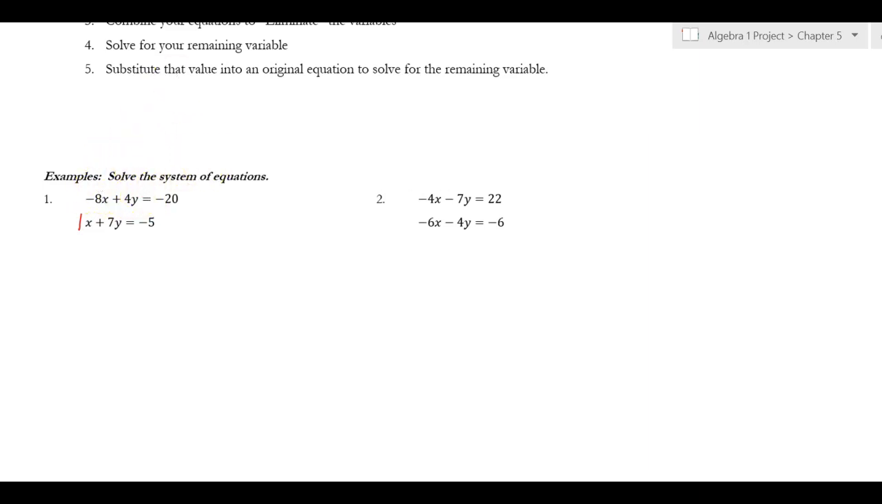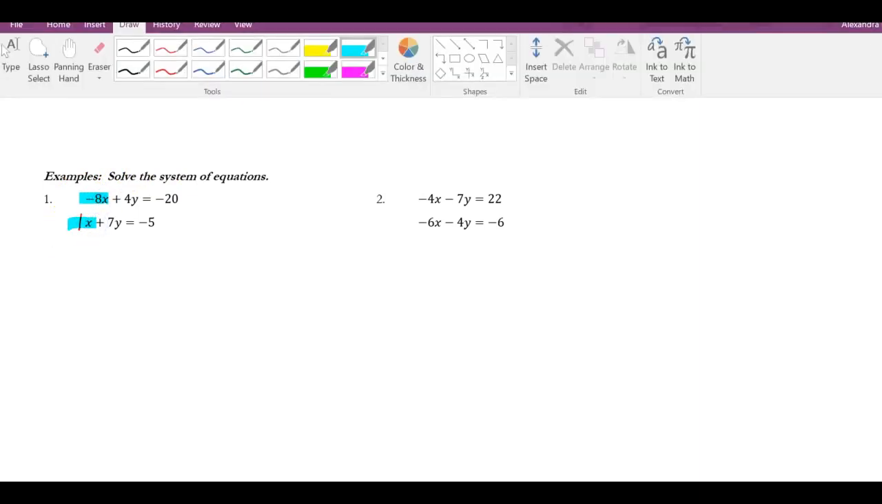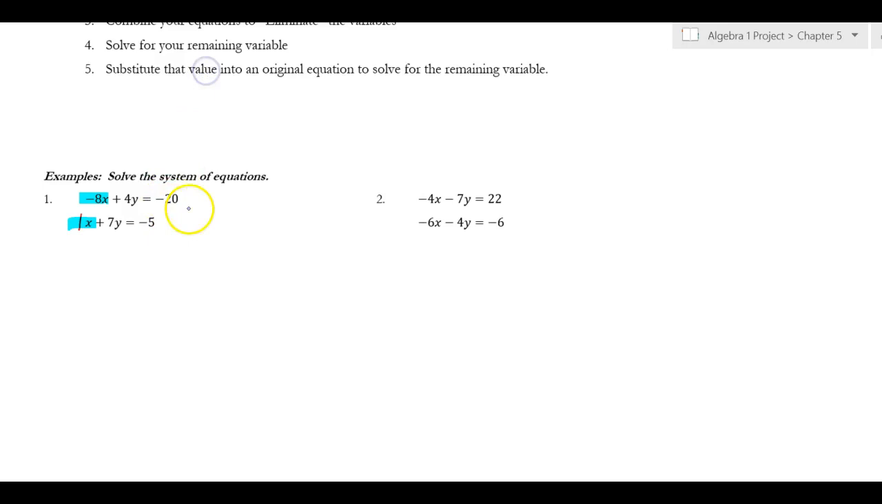All right, so I have an 8x, a negative 8x, and a positive 1x. I need to get them to be the same number. And so when I multiply negative 8 and a positive 1, I get a negative 8x. So I'm going to have the top one be a negative 8x and the bottom one be a positive 8x. So that way they're different signs.